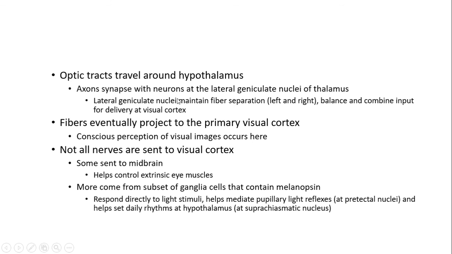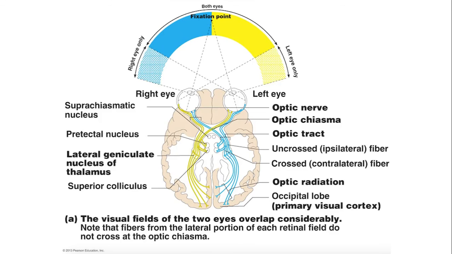Now the lateral geniculate nuclei maintain fiber separation, so you have your own distinct right and left fibers separated. You can see that here, where this lateral geniculate's fibers are not interacting with the fibers of this portion, something we don't see happening at the optic chiasm, where we see a crossing over. So specifically for the lateral geniculate regions, they maintain fiber separation from each other, right? Distinct right and left regions.